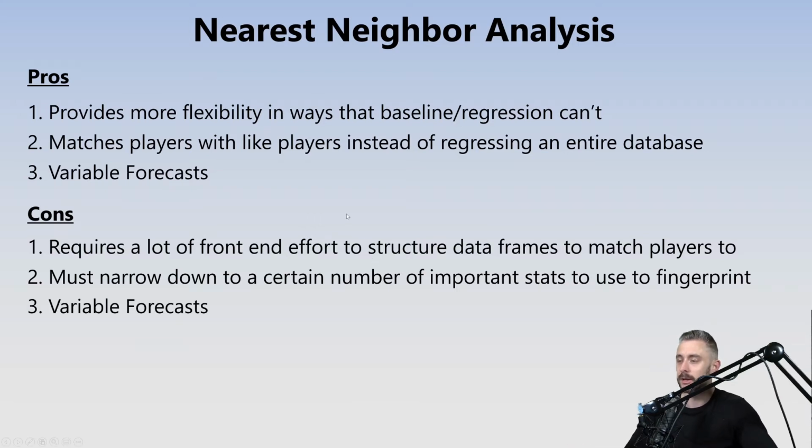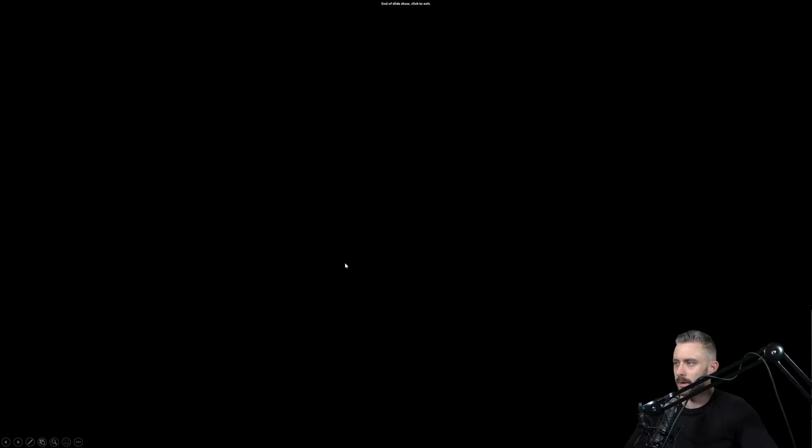And number 3, variable forecasts. That can be good and bad. It's kind of like the yin to the yang of the linear regression. They complement each other, and that's what nearest neighbor analysis is. All right, so that's it.